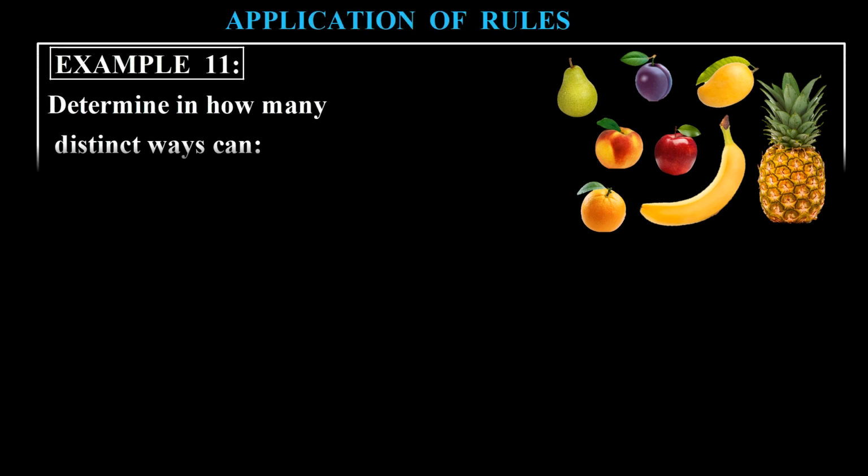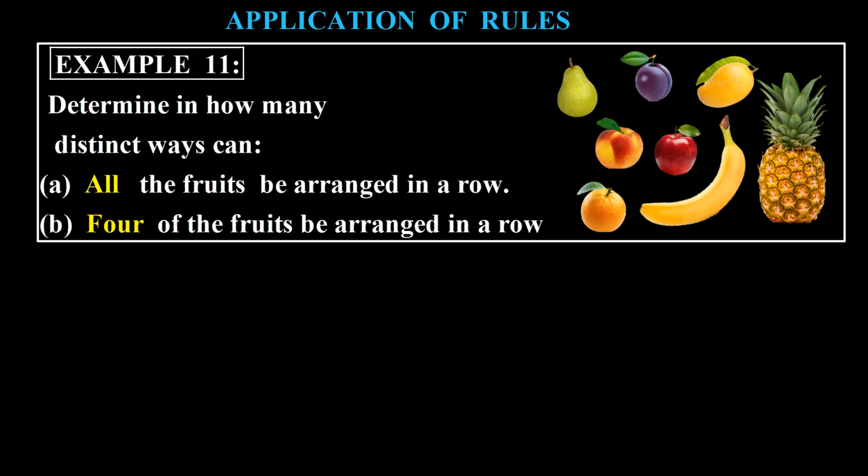Now let's apply these 2 rules we've just derived to the following example. Here we have some fruit, and we want to know in how many different ways can all the fruits be arranged, and then B, 4 of the fruits be arranged. So this is the one for you to try. You can pause the video, and I'll be very generous. Let me give you 3 minutes in which to do that. So pause, and then we continue. So let's look at the solution now.